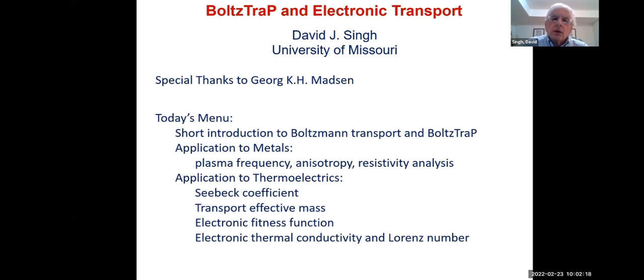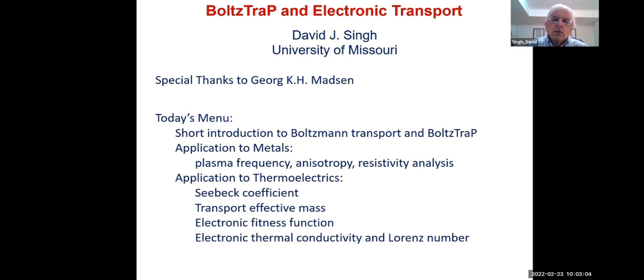So what am I going to talk about today? I have a brief menu here on this slide. First of all, I'm just going to say a very few words about Boltzmann transport, in the kind of approximation to Boltzmann transport that's implemented in BoltzTraP. And then I'll talk about how you can use BoltzTraP for different things. I'm going to start with metals, and I'll talk about plasma frequencies and anisotropy and resistivity analysis, which can be quite useful in understanding metals. If there's experimental data and you can do electronic structure calculations, you can also say a lot about the properties of metals just using some of the quantities that come from BoltzTraP, and I'll say a little bit about that.